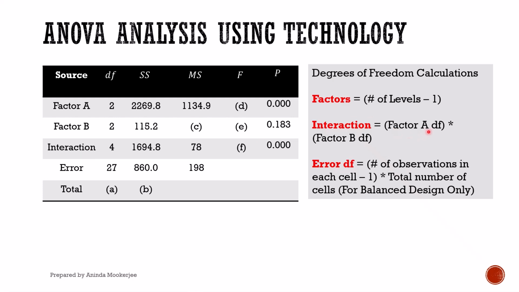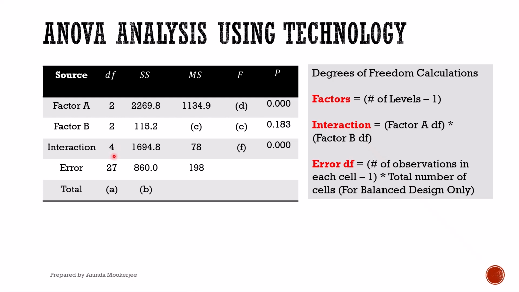And then the interaction DF is the DF for factor A multiplied by the DF of factor B. For factor A, the DF is 2. For factor B, it's 2 also. So 2 multiplied by 2 is 4. Now be careful: 2 plus 2 is also 4. So for this particular case, whether you multiply or add, you still get 4. But if it was something else, like 3 and 3, then you should multiply the numbers to get the interaction DF. 3 times 3 would be 9 in that case.